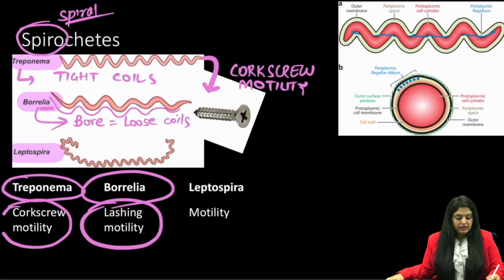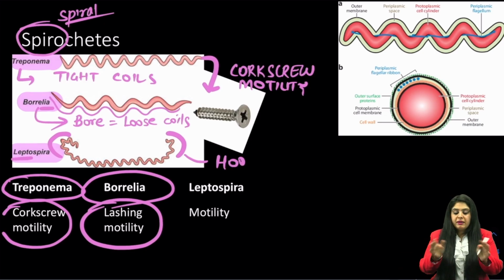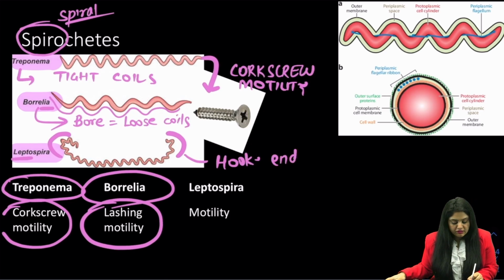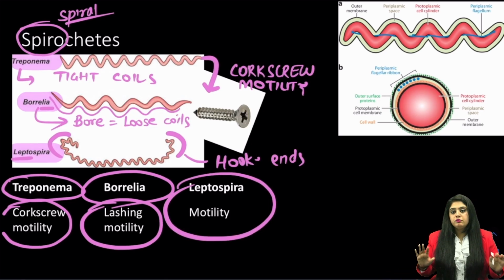Finally, Leptospira. Leptospira is lapeta hua. Why lapeta hua? Because you will see hooked ends. For those who don't know Hindi, lapetna means folding. So it has hooked ends, and hooked ends just give it a motility with no special name.